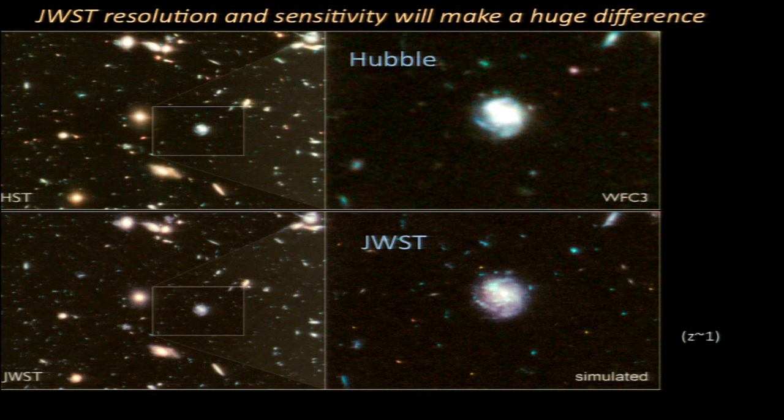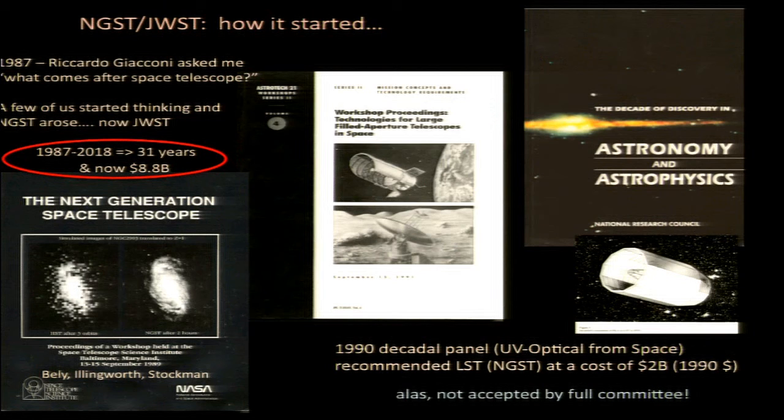So JWST is clearly going to make a huge difference. It's one of those projects that started ages ago. I remember this only too well, and in many ways you can attribute this to the prompting of Riccardo Giacconi. He had a lot of experience with space projects and how long they took. And he said to us, 3 years before Hubble launched, so what's going to happen after Hubble? And so several of us got together and started thinking about this and came up with the concept of a passively cooled, predominantly infrared telescope that we wanted to do UV and optical.